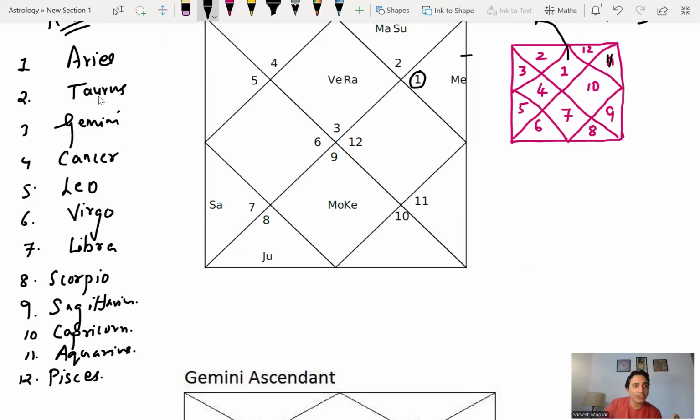All right, so we have Aries, Taurus, Gemini, Cancer, Leo, Virgo, Libra, Scorpio, Sagittarius, Capricorn, Aquarius, Pisces. This numbering always remains constant. So 3 always is a Gemini, 8 always is a Scorpio, 11 always is an Aquarius, always. So in a way, if you want to really explore things in astrology, you'll have to learn this series. Not a big deal, right?